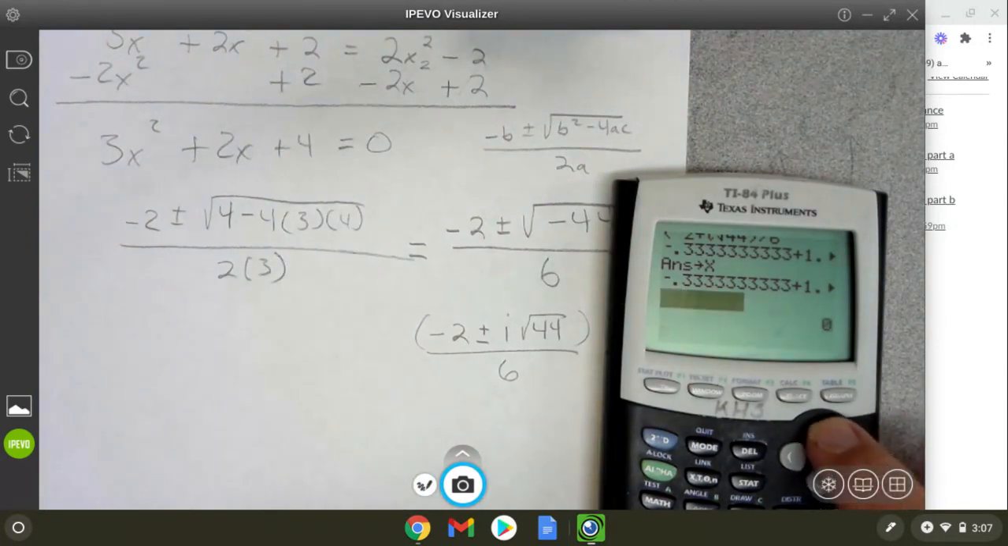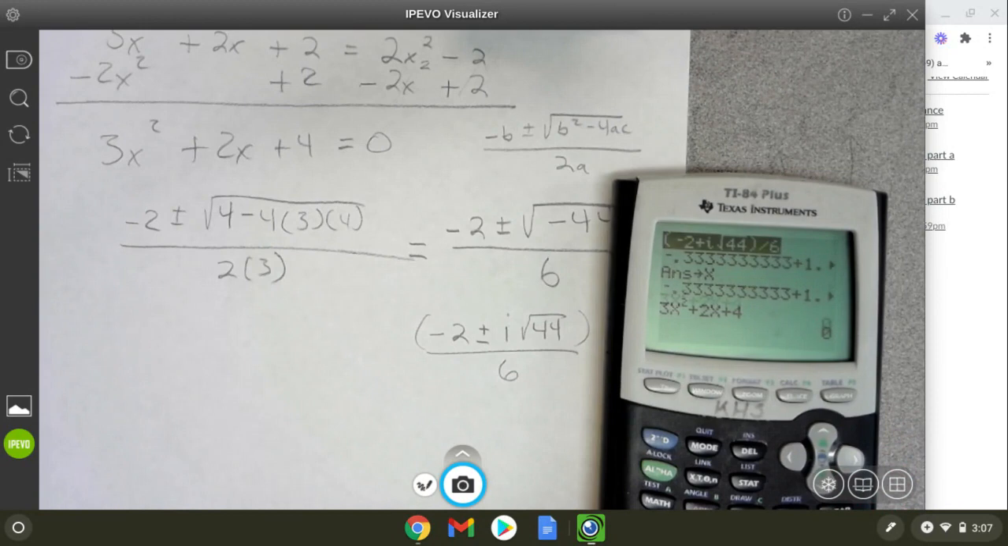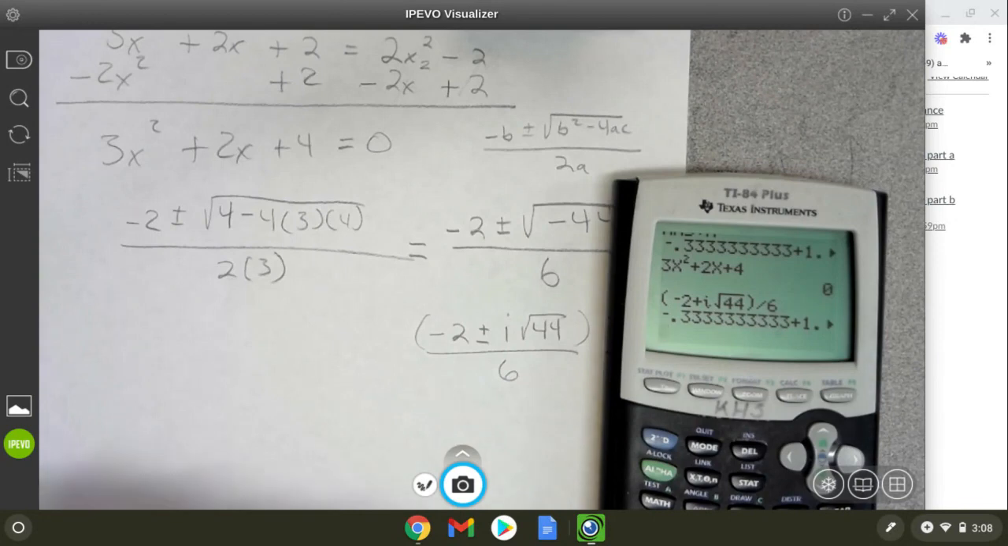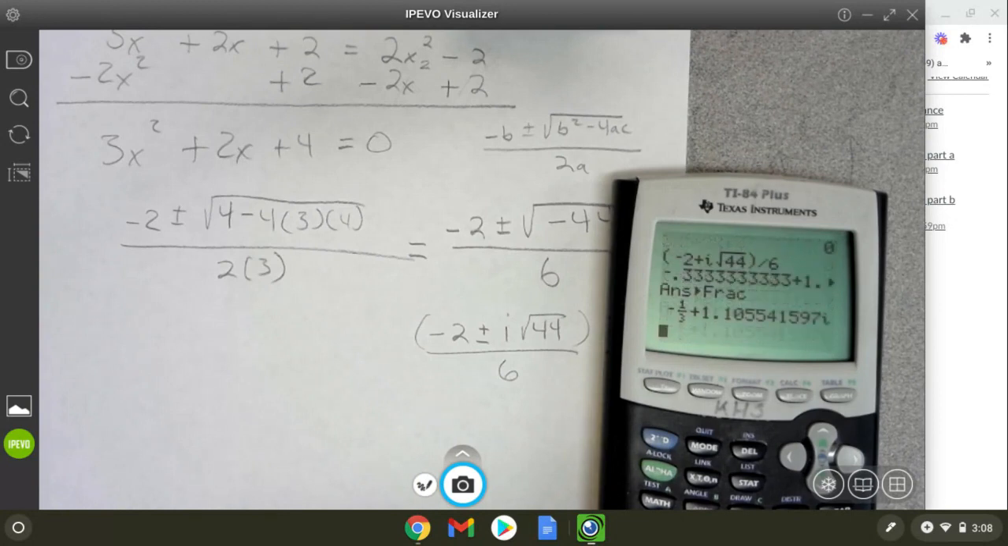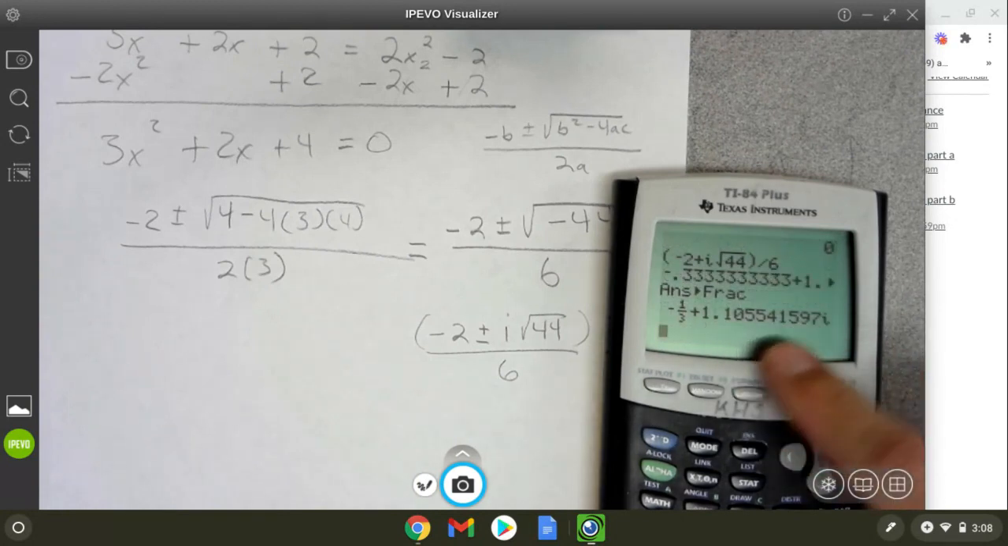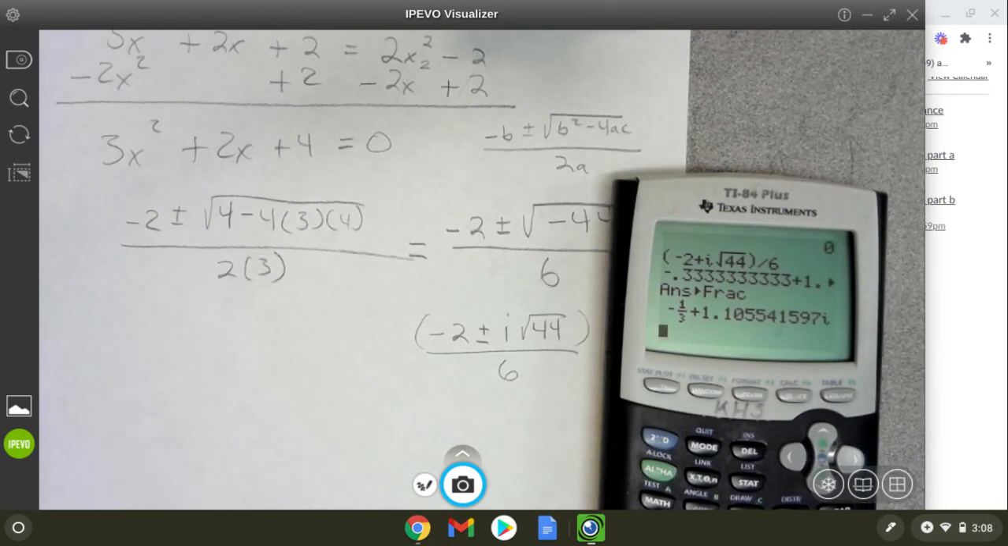Another thing, let's see here. You know how we had the decimal answer? If you wanted to get back to the fraction answer, you can go to math and then frac. And it has this problem over on the complex number side. So I just wanted to make sure you know about that. It's not bad, but because of that square root of 44 over 6, that's why you end up with that decimal part at the end. That's still messy.